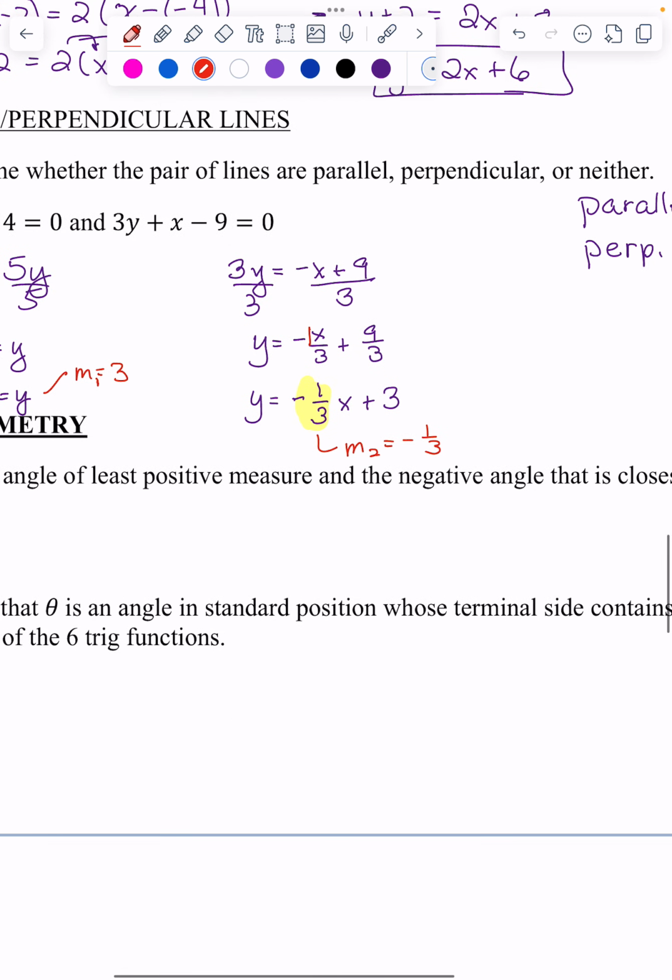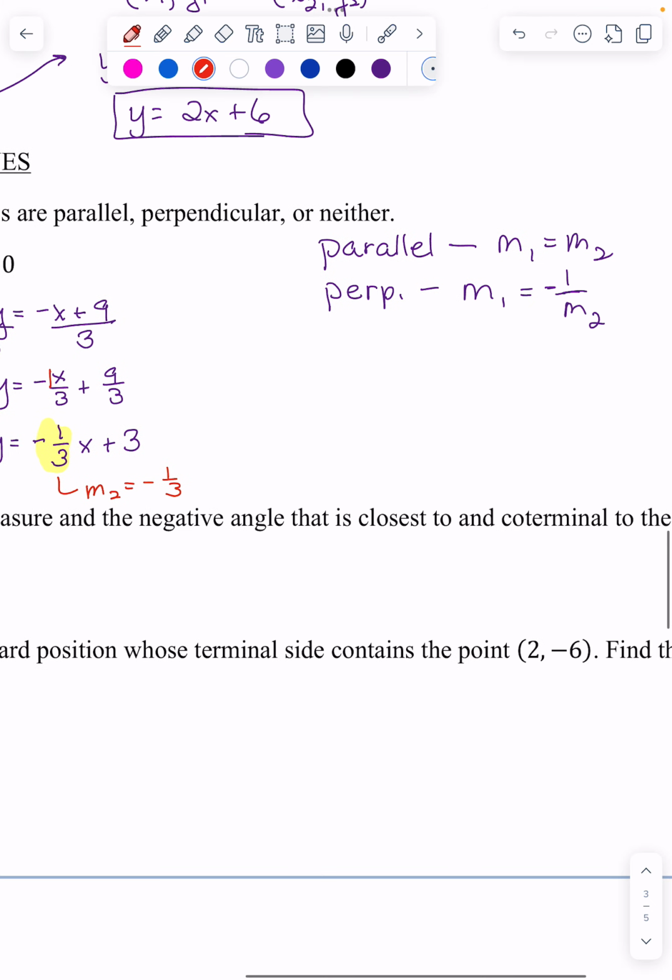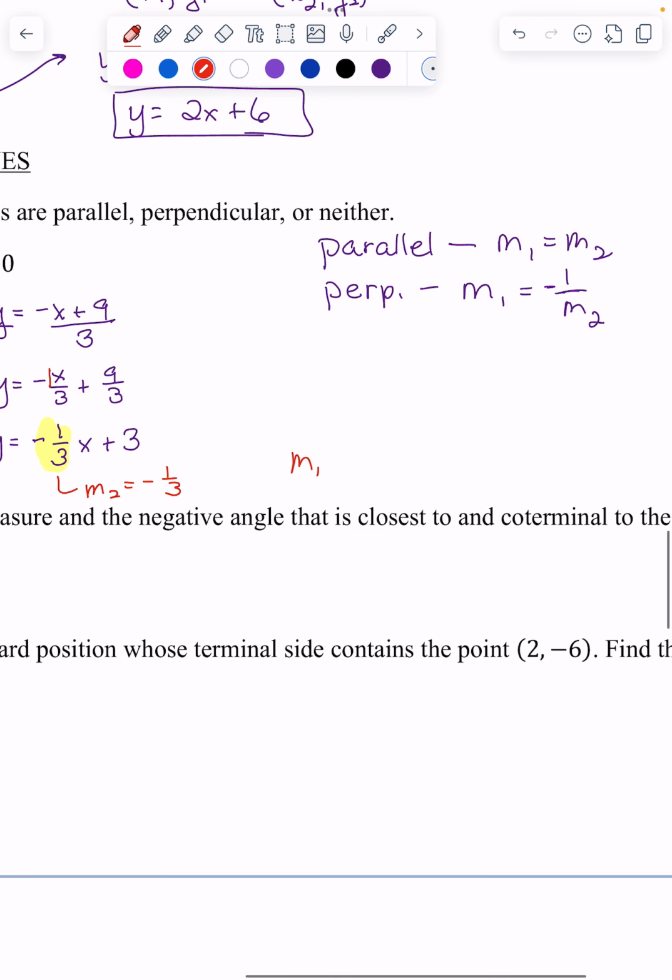So what you can see is that they're negative reciprocals of each other, just like this. So m1 equals negative 1 over m2, since 3 is equal to negative 1 over negative 1/3. So these lines are perpendicular.